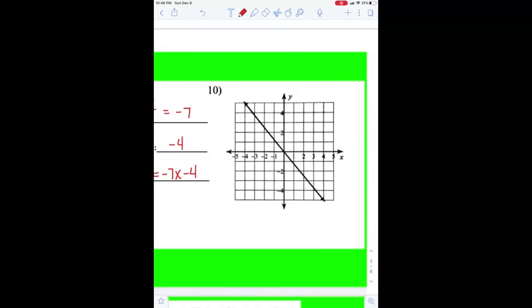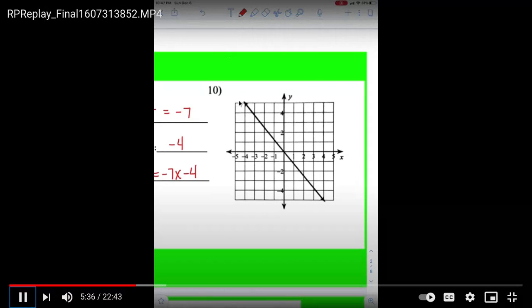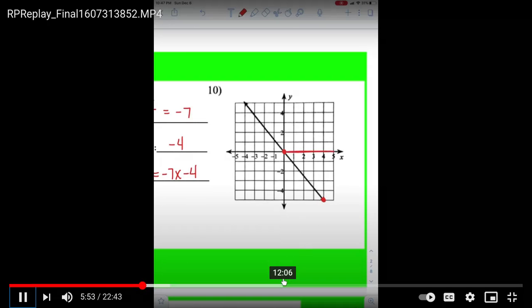And we're going to do the same thing here. I'm going to use the point (-4, 5). Or no, I'm not. I'm going to use the point (0, 0), and I'm going to use the point (4, -5). So you notice my line is rising to the left, so my slope is going to be negative. So I'm going to take my rise over my run.